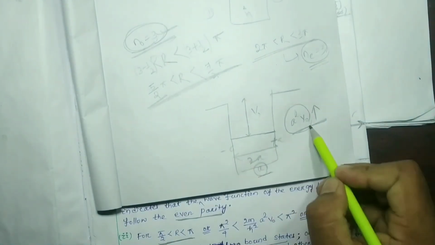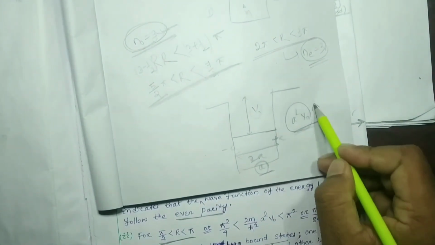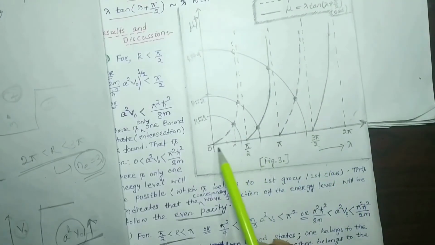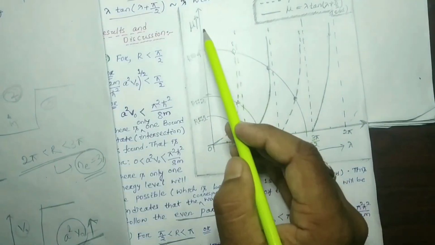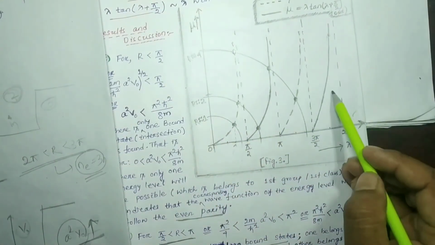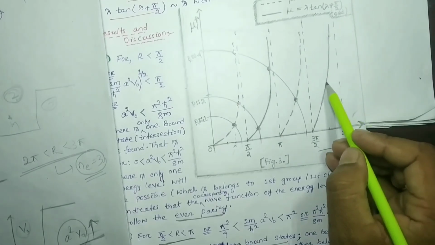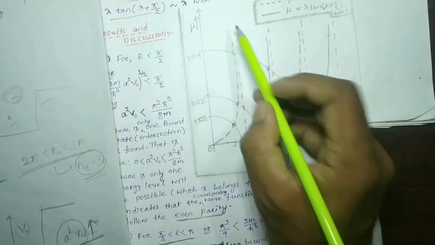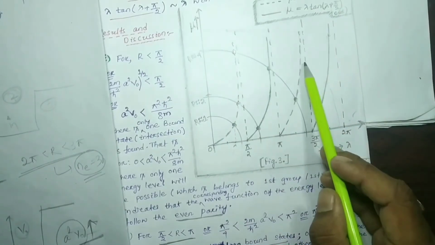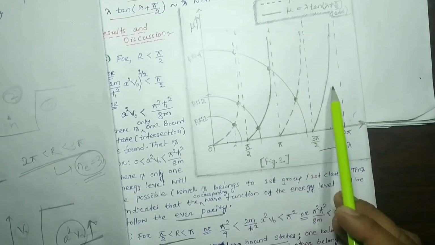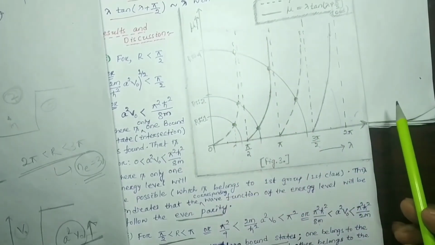See, if A square V0 is increased, obviously this radius is going to increase. Suppose we consider another increased radius, suppose this one. Okay, that means we get 4 energy states. This is one intersection, this is another. So even, odd, 4 states we can get.